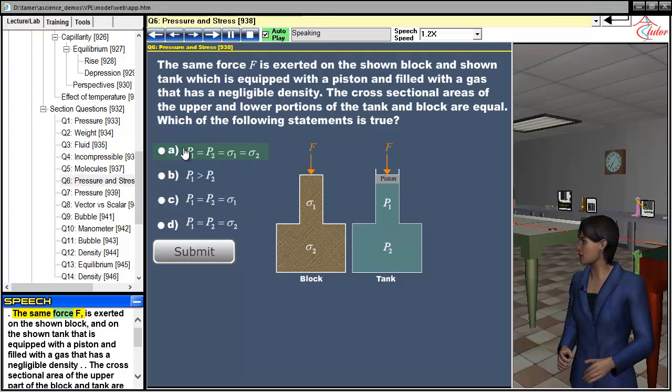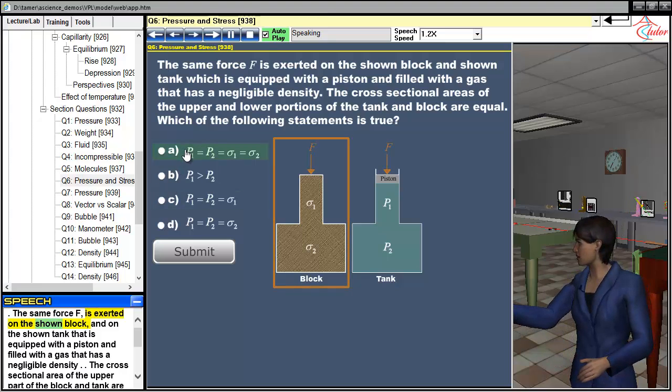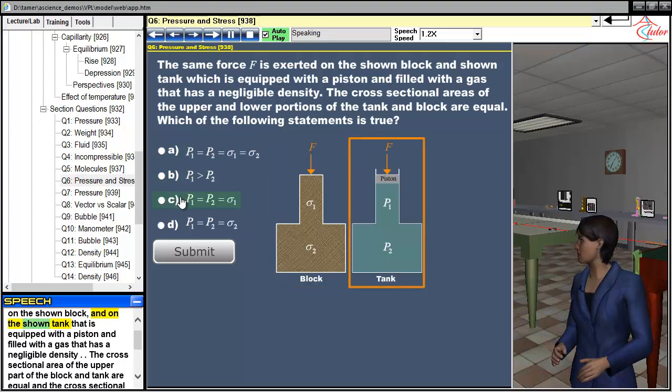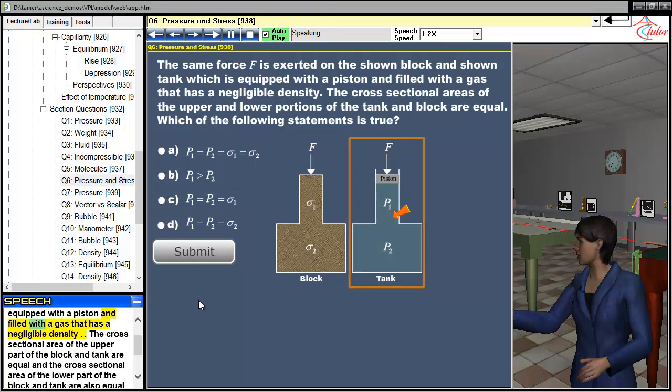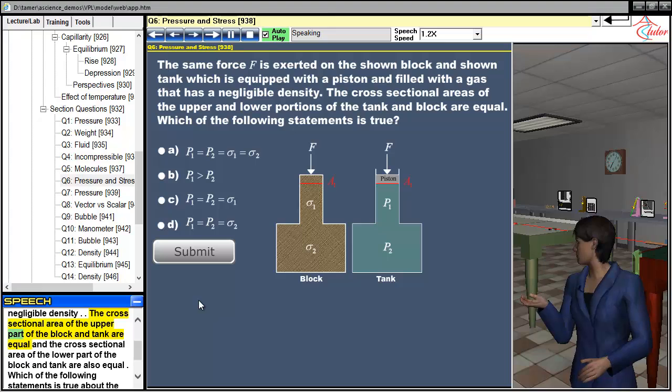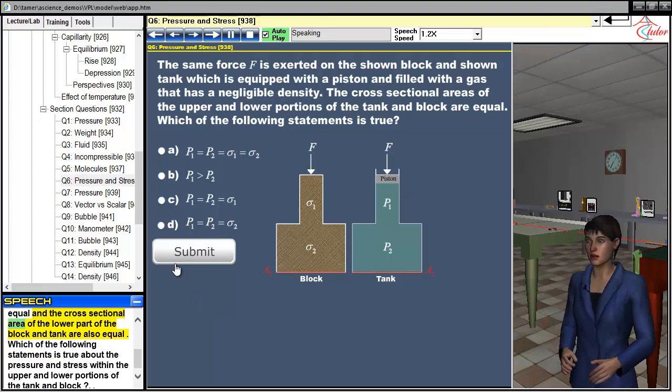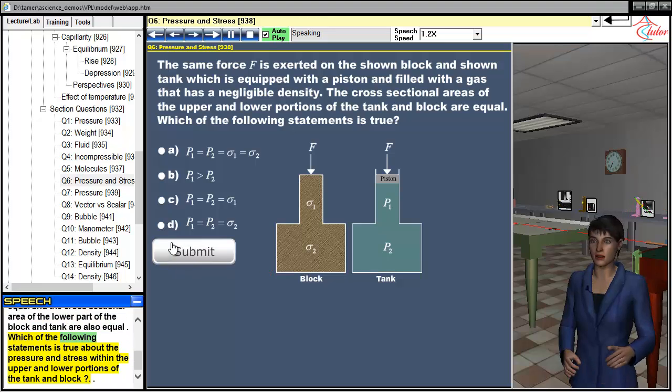The same force F is exerted on the shown block and on the shown tank that is equipped with a piston and filled with a gas that has a negligible density. The cross-sectional area of the upper part of the block and tank are equal, and the cross-sectional area of the lower part of the block and tank are also equal. Which of the following statements is true about the pressure and stress within the upper and lower portions of the tank and block? Right answer.